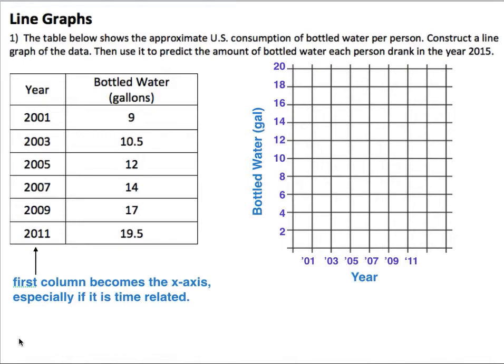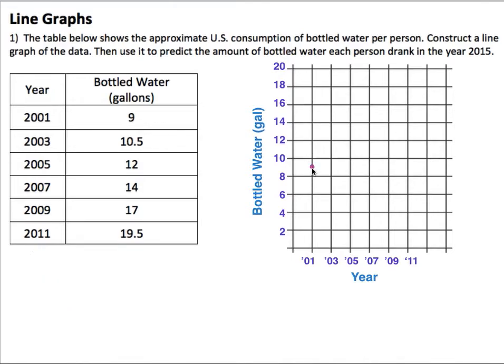Now for the graphing of the points that represent our data. So in year 2001, on average, U.S. citizens drank 9 gallons of bottled water per year. So 9 at 01. Okay, 9 would be halfway between 8 and 10. Make a dot there.